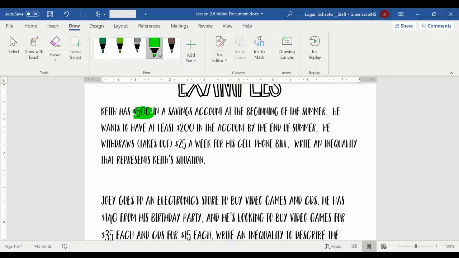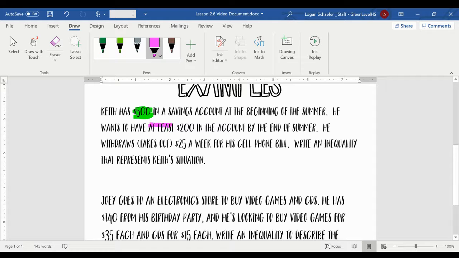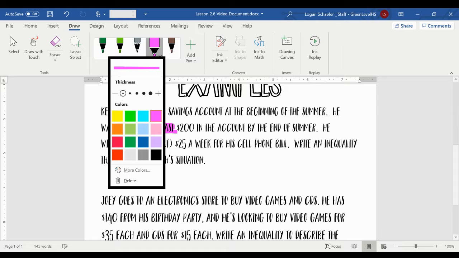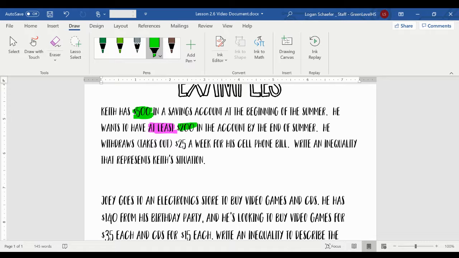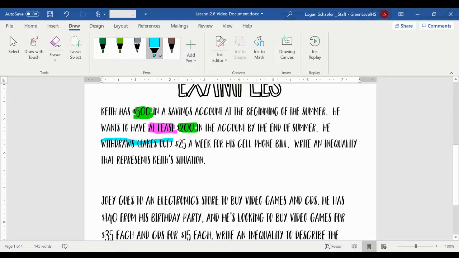He wants to have at least, that's another important word. We talked about "at least" in the last video. Then I'm going to switch back to green to highlight that $200 in the account by the end of the summer. He withdraws and takes out. So if you didn't know what the word withdrawals means, we have that there for you. But he withdraws, which means he takes out. So think about what operation would be take out $25 a week in order to pay his cell phone bill. Write an inequality that represents Keith's situation.